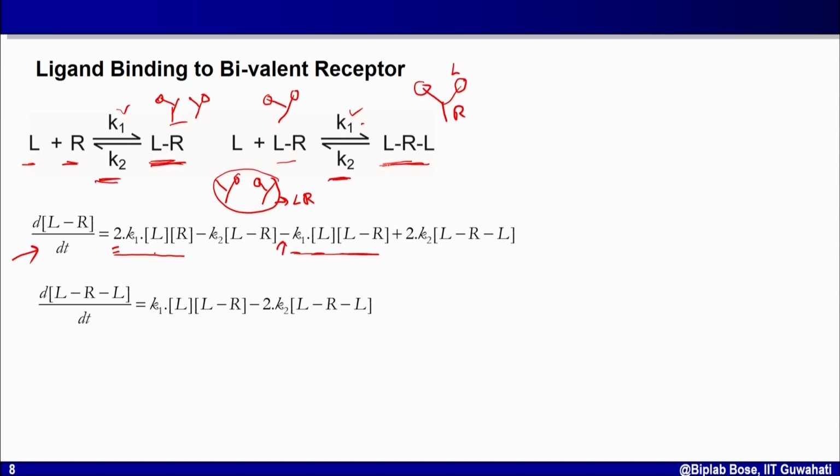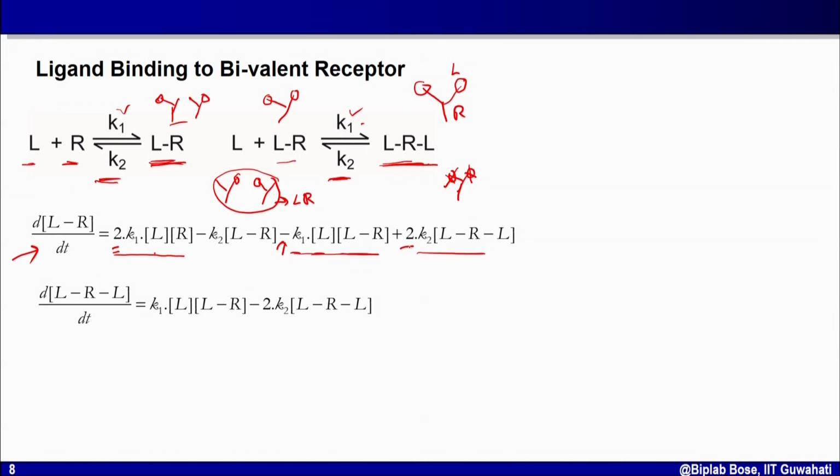Plus, this LRL is breaking down. Now LRL is nothing but like this. It can break down where this one will break first, or it can also break down from here. So I have two processes by which I can get back LR from LRL. That's why I have 2 here. So it will be 2 into K2 into LRL, that is the concentration of the second and final complex.